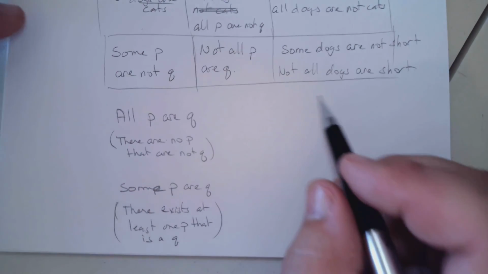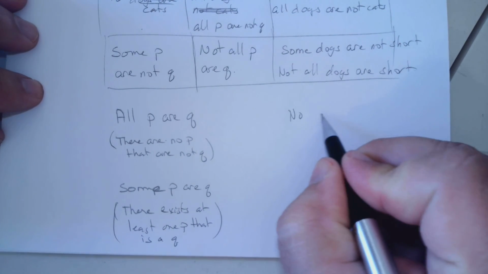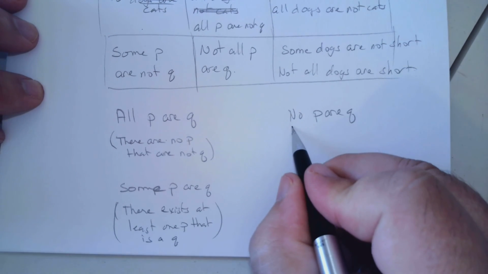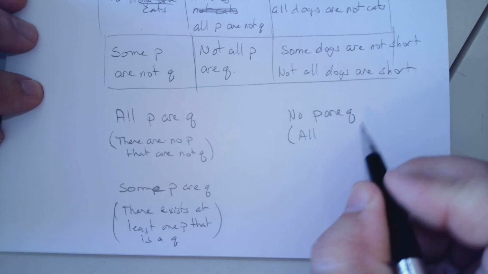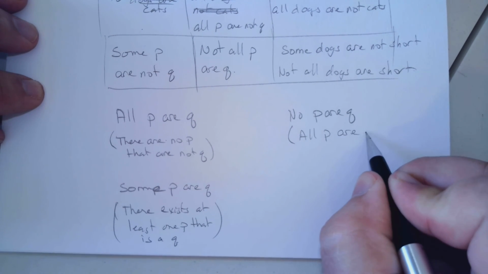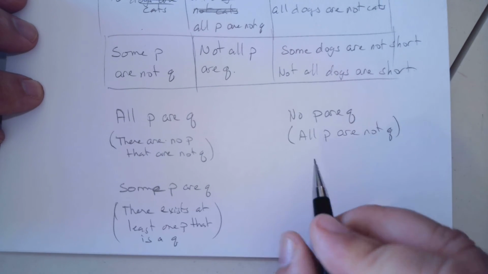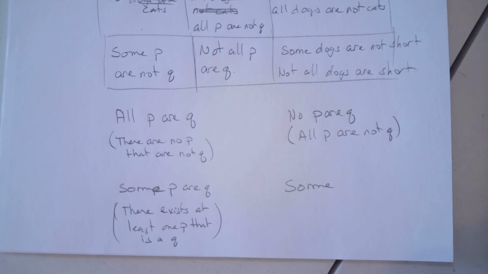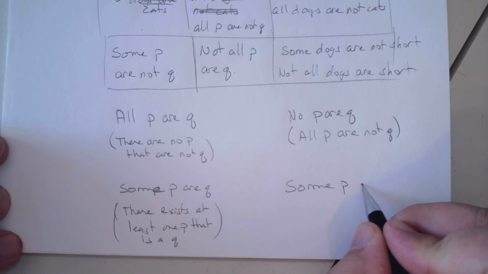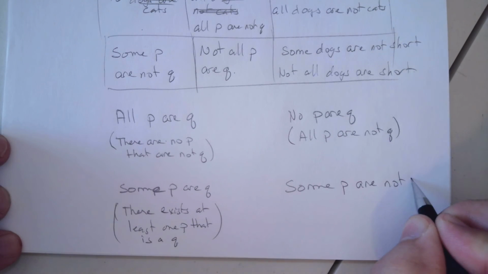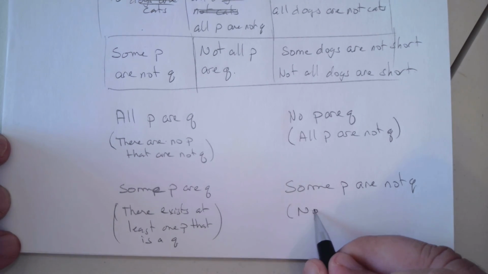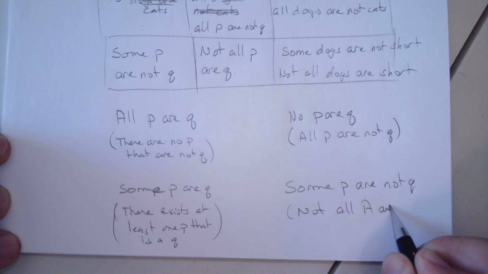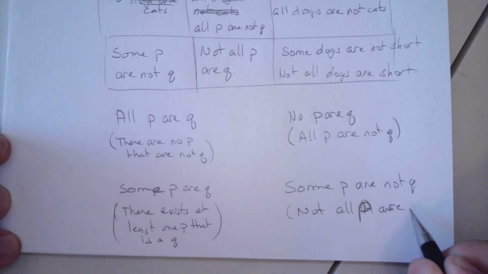Let's look at the last two. We have no P are Q, and the equivalent is all P are not Q. Then some P are not Q, or not all P are Q.